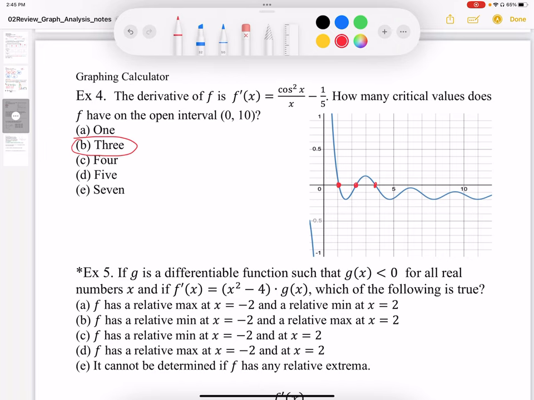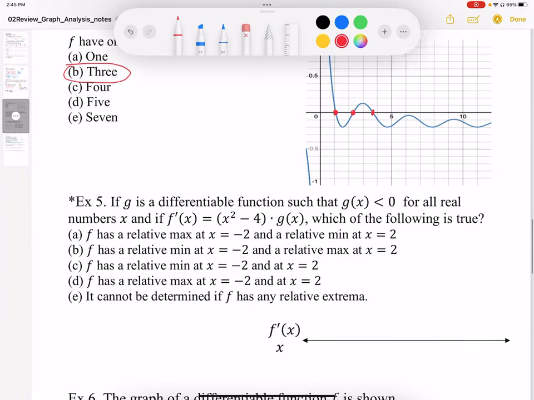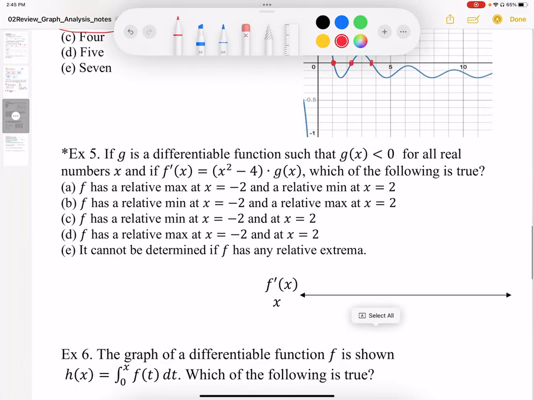In example 5, there's a star next to it because it's a little bit tricky. It says g is a differentiable function where g of x is always less than 0, or negative, for all real numbers x. And it gives us the derivative of f as x squared minus 4 times g of x, which we don't know, but what we do know about it is it's less than 0.